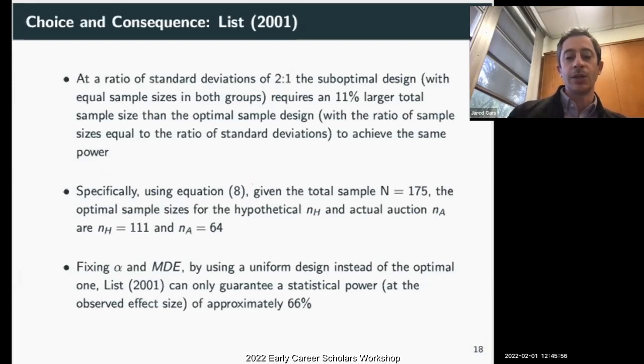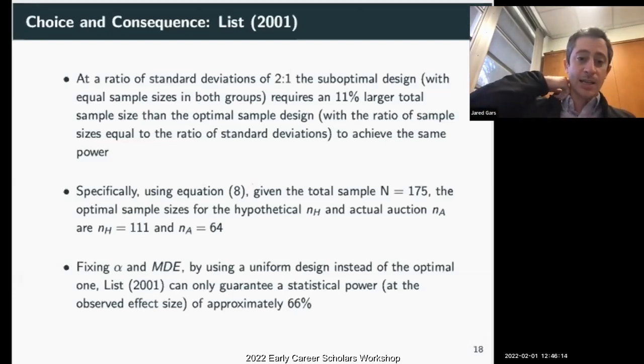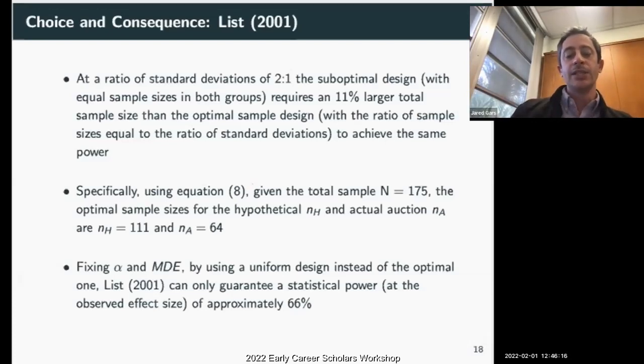So using the equation that I showed before, for the same power and total sample of 175, the optimal sample sizes would have been about 111 in the hypothetical group and 64 in the actual group, which is about 2-to-1, which is the same as the ratio of these standard deviations. And actually, the uniform design that John used in this study decreased the power of an already underpowered experiment from 69% to 66%.